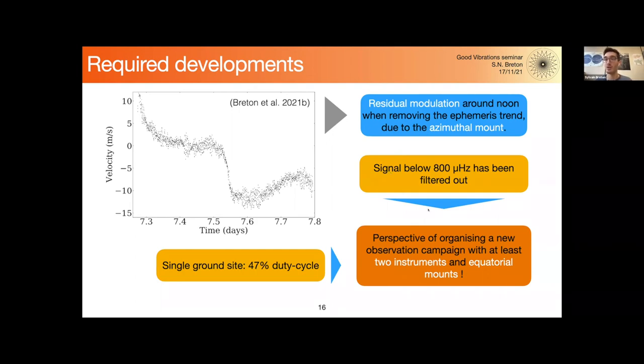So this means that there is a perspective of organizing a new observation campaign with at least 2 instruments, because now there is also a SONG node in Australia that is operational, and to replace the azimuthal mount that was used previously with an equatorial mount, which would provide a better follow-up of the Sun in the sky, and which will improve the quality of the acquired data.